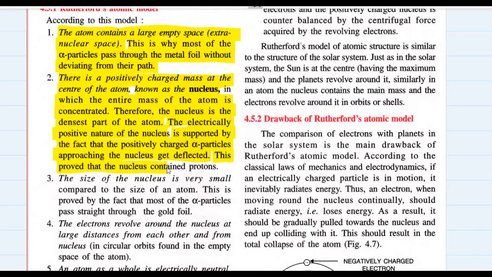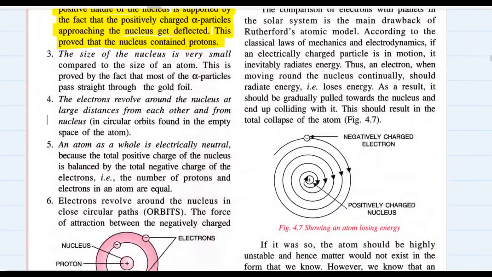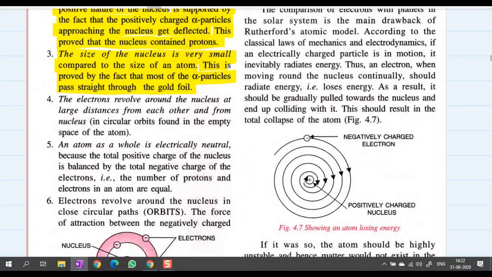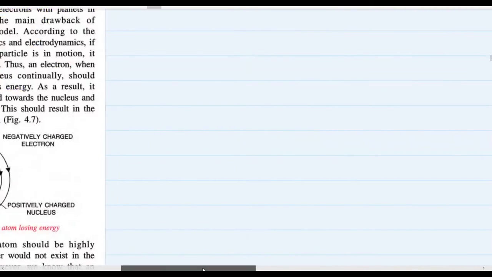This proved that the nucleus contains protons. The size of the nucleus is very small compared to the size of the atom. This is proved by the fact that most of the alpha particles pass straight through the gold foil. Only a couple handful of particles out of thousands of alpha particles get deflected back in the direction from which they came, and very few alpha particles get deflected through large angles. That means the nucleus has to be very, very small. Now, a comparison of the size of the nucleus and of an atom. Let's compare the size.